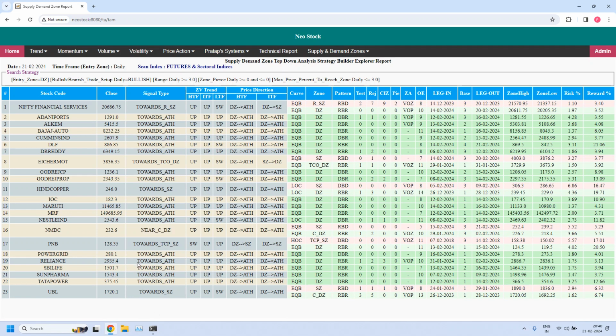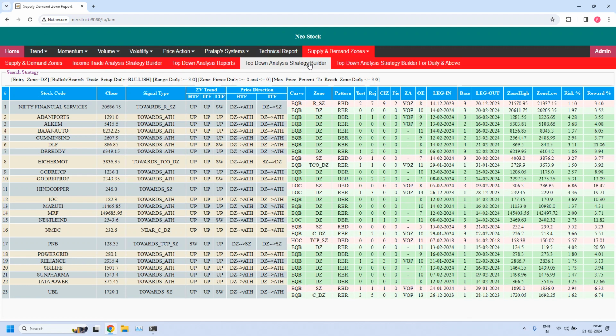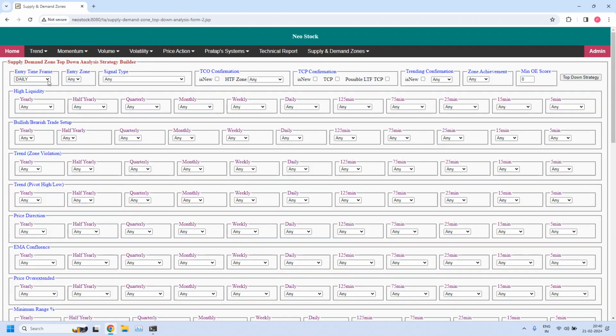Okay, this is about bullish trade setup. Currently, stock supporting bullish trade setup for monthly income trade. Now, let us look into the stock supporting a bearish trade setup for monthly income trade. So, it is a bearish trade setup for monthly income trade. Entry time frame is daily. Entry zone should be supply zone.